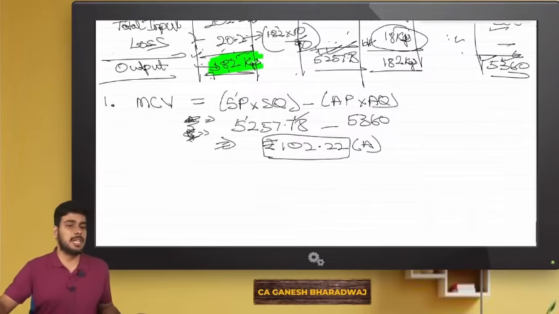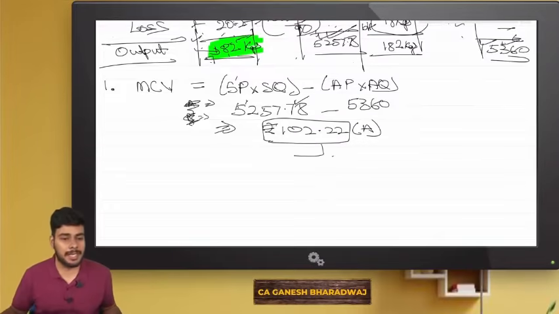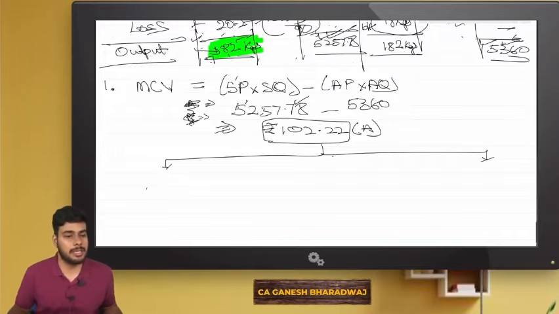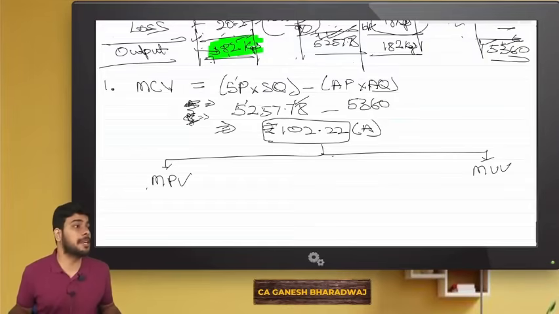Clear with this, guys? Now, material cost variance has two little babies. What are the two little babies it's got? Yes, material price variance and material usage variance. Guys, don't look anywhere. Price variance, formula.